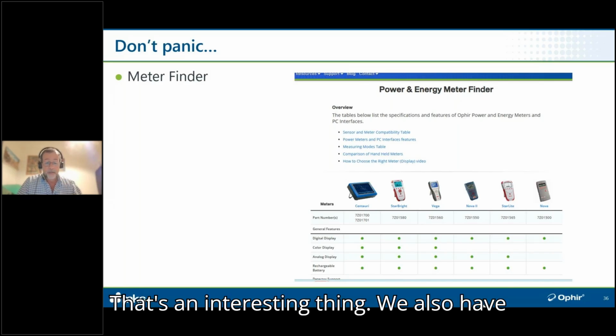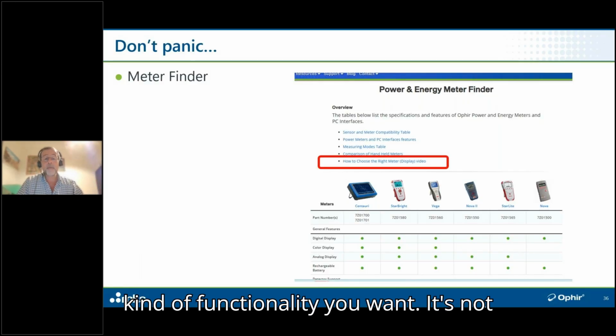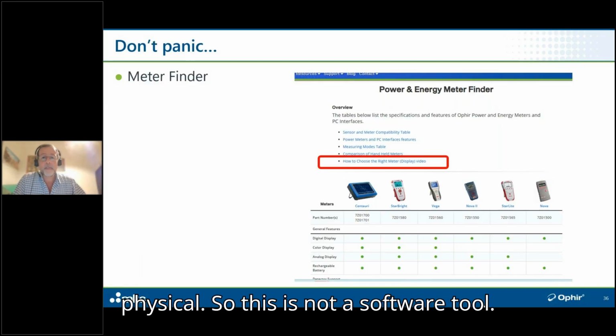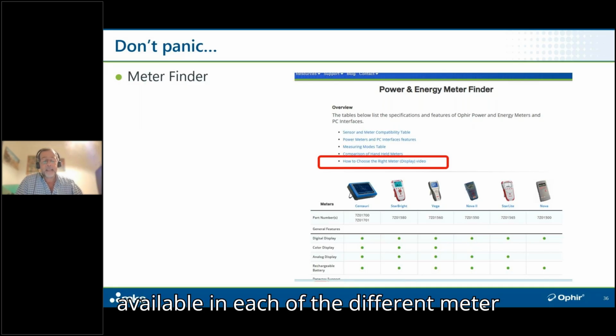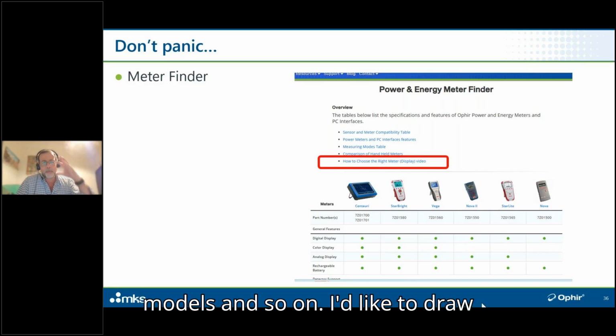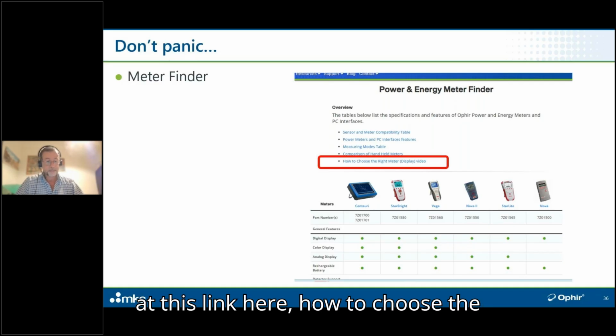I'd like to draw your attention to a short video we have at this link here, how to choose the right meter display video. It's also on YouTube on our social media channels. It's a 4-minute-long video that gives you a basic idea of how to start the thought process of selecting the meter that's most suitable for what you need to do.